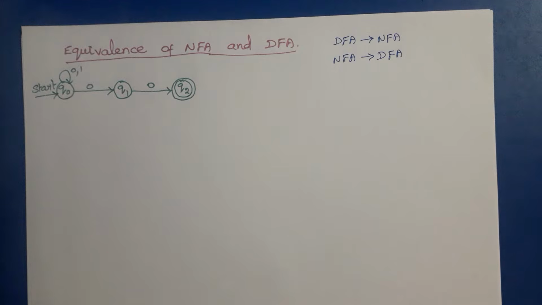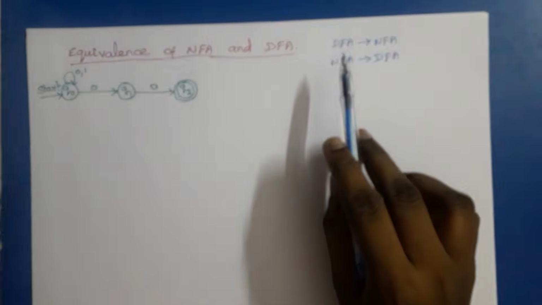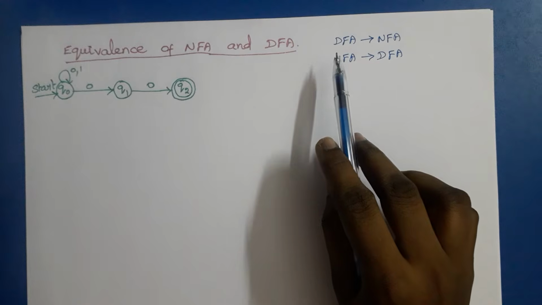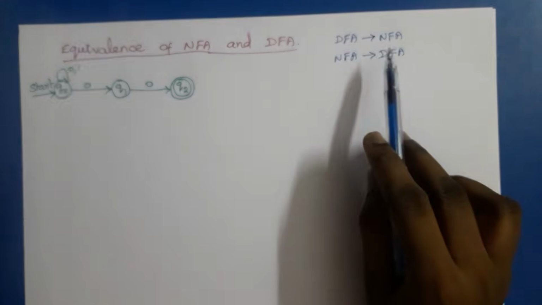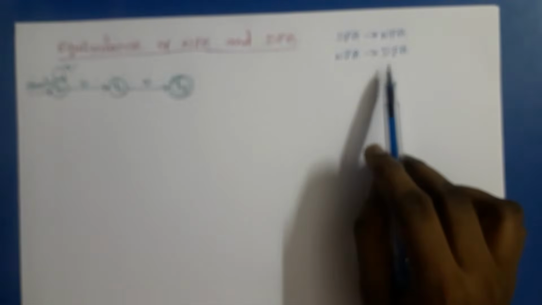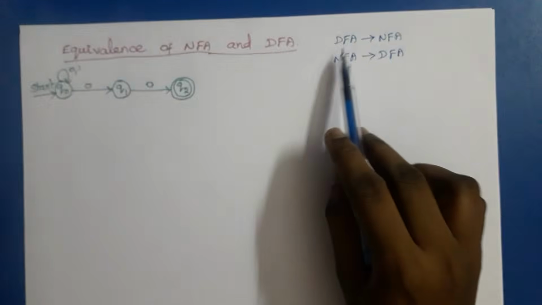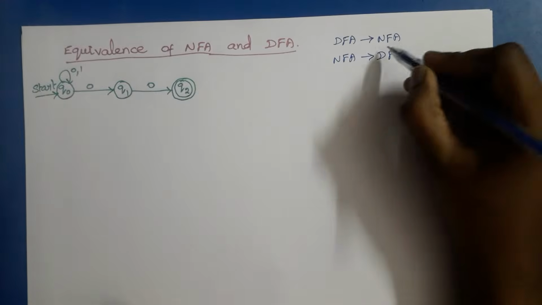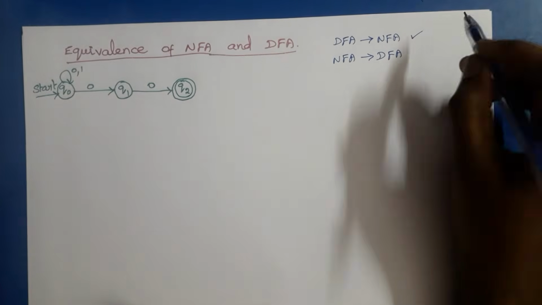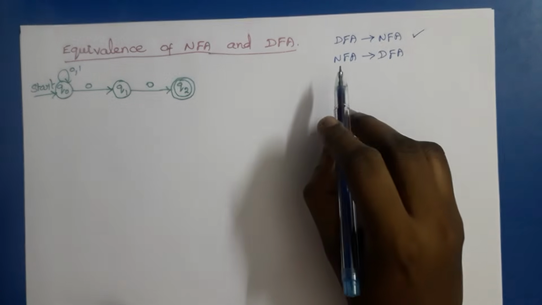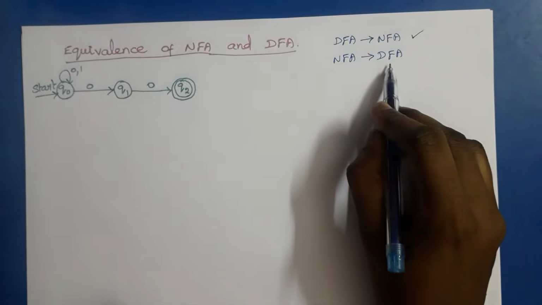So, in order to prove the equivalence, we have to prove two steps. That is, convert DFA to NFA, and convert NFA to DFA. But we can say that every DFA is an NFA, so there is no need to prove the first step. Every DFA is also an NFA, but the reverse is not true. Every NFA is not a DFA.